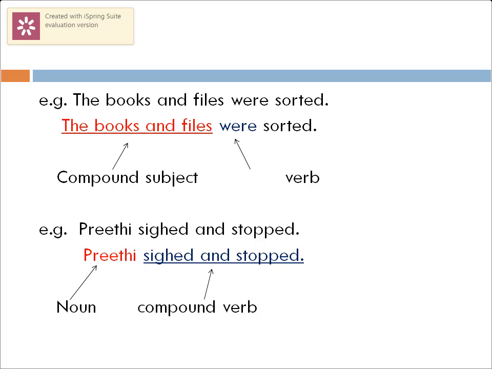Okay, so what we understand is whether the subject is a compound subject or the verb is a compound verb, if a sentence has just one subject and one verb and one complete thought, then it is a simple sentence. In other words, we can say that a simple sentence has only one independent clause.